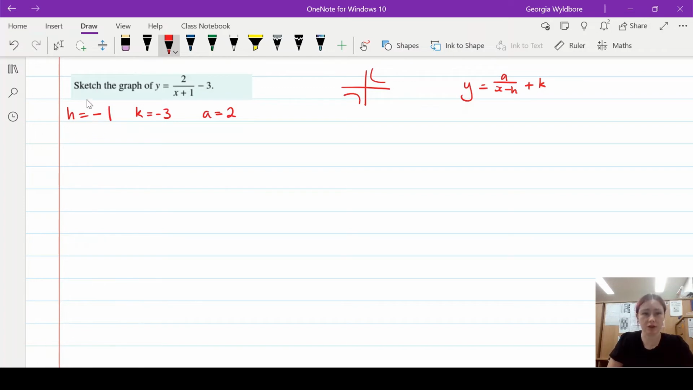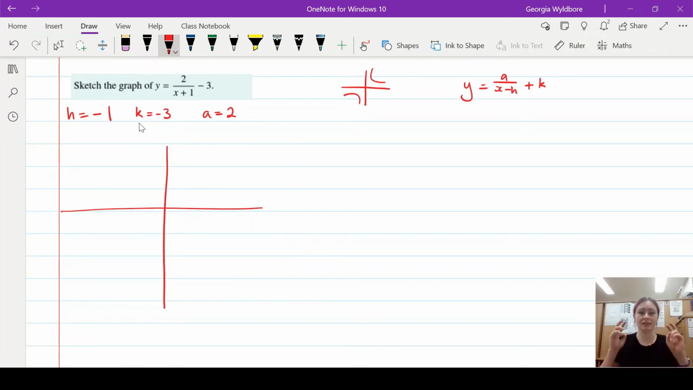So our horizontal asymptote is -1, our vertical asymptote is -3. What that tells us is that effectively our center point, if you like, where the two asymptotes meet, is going to be at -1, and then I'm going to call that 1, 2, 3. So it's going to be about that point. We indicate asymptotes by using dotted lines, just to make it really clear on a sketch that that's where our asymptote is.